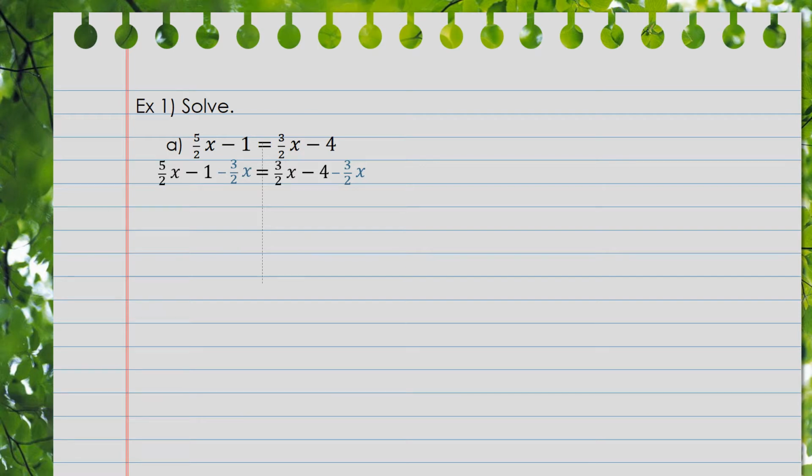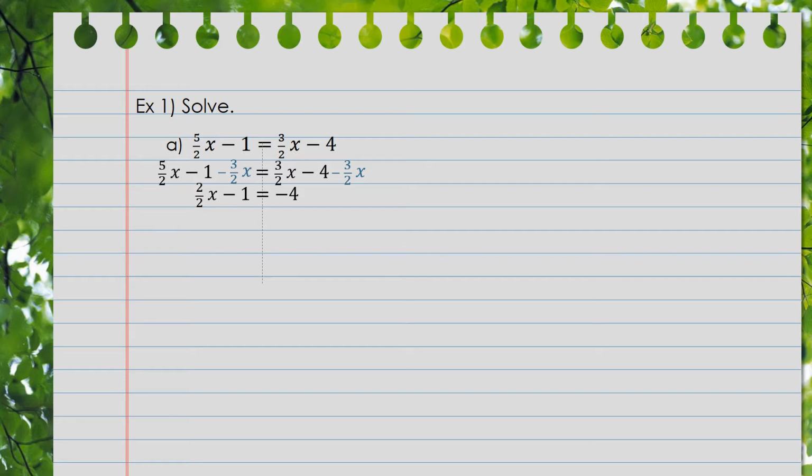Yes, they're like terms because they have x's, but because they're fractions, we need to look at their denominators. Are they the same? And they are, which means we would keep the denominator of 2 and subtract. Well, 5 minus 3 would give you 2 over 2x, and then we still have the minus 1. Now on the right side, the 3/2 x minus 3/2 x cancels, leaving you with not 4, but negative 4. Don't leave your signs behind.